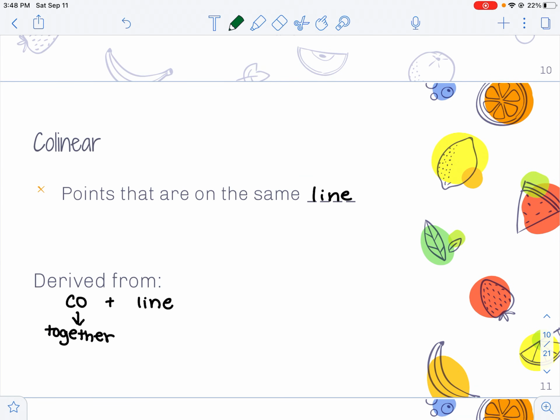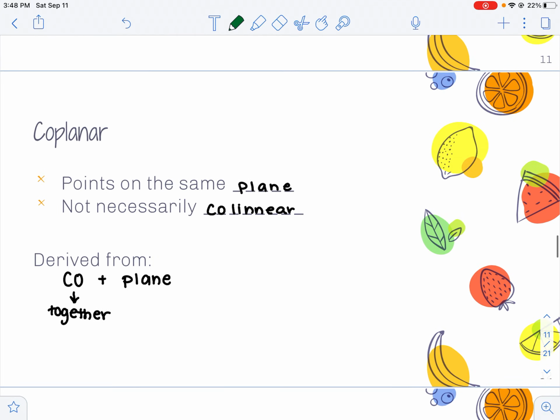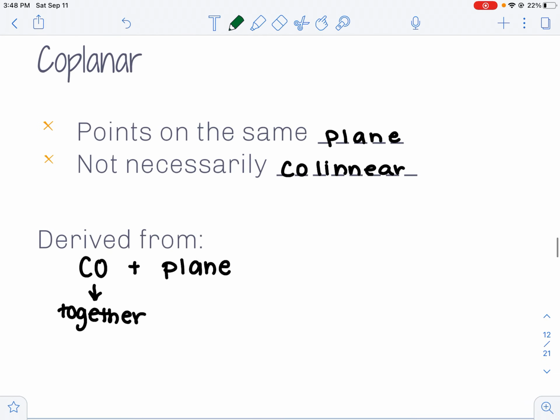Collinear is just any points that are on the same line. Co meaning together, my co-workers are people I work together with. Line, of course, coming from the word line. Coplanar then are going to be points on the same plane. Again, co plus plane gives us coplanar. They don't necessarily have to be collinear.